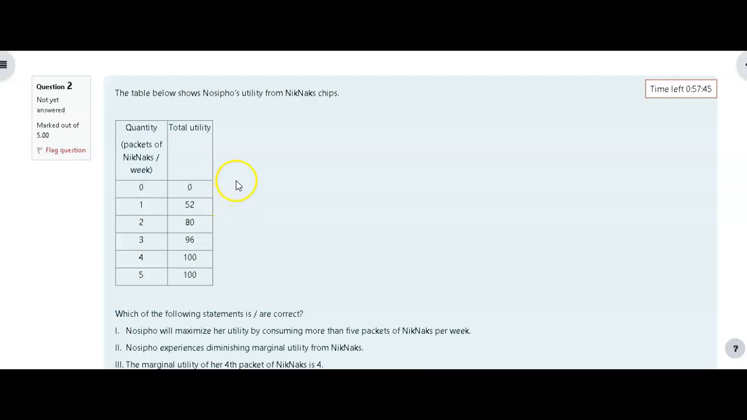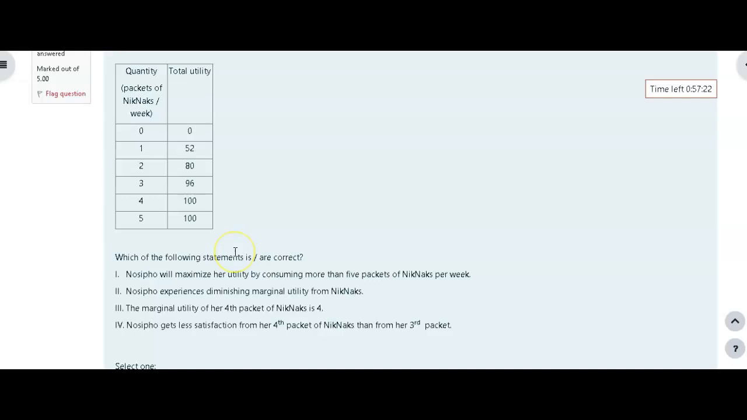You put 0 here. You put 52 here. Then the number which goes here, you'll see what's 80 minus 52. That is 28. Put 28 here. What is 96 minus 80? That is 16. So you put 16 here, you put 4 here, and you put 0 here. So that's how you'll calculate the marginal utility.